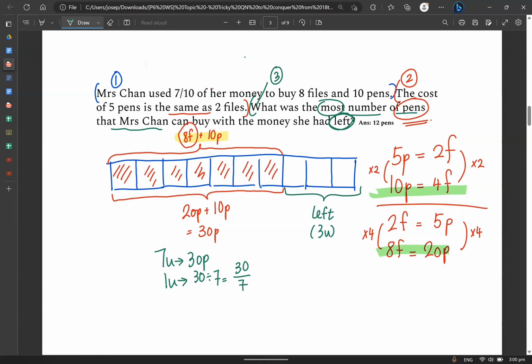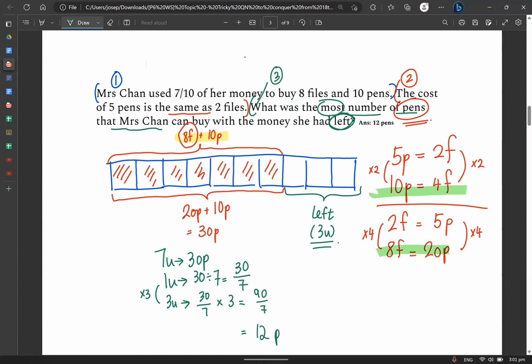Understand? Because this is not my answer, right? My answer says I want you to find how many pence can Mrs. Chan buy with the money that she had left, which is 3 units. So how do I get from 1 to 3 times 3? True? So if I want to get to 3 units, I just have to do 30 over 7. Of course, you press your calculator, or you can say 90 over 7. But we don't want to leave it as 90 over 7, right? Do you go and buy something and say, I want 90 over 7 of the pence? So we go 90 divided by 7, and we get to 12.